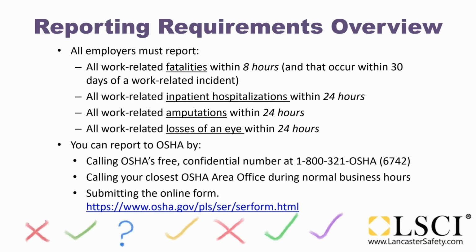OSHA requires you to report all work-related fatalities within 8 hours, including those fatalities that occur within 30 days of a work-related incident. And all incidents involving an inpatient hospitalization, amputation, or eye loss must be reported within 24 hours. You can report these to OSHA by calling OSHA's free confidential number, calling your closest OSHA area office during normal business hours, or using the new online form. However, when you report these, you have to be prepared to supply your business name, names of the employees affected, location and time of the incident, a brief description of the incident, and a contact person and phone number.